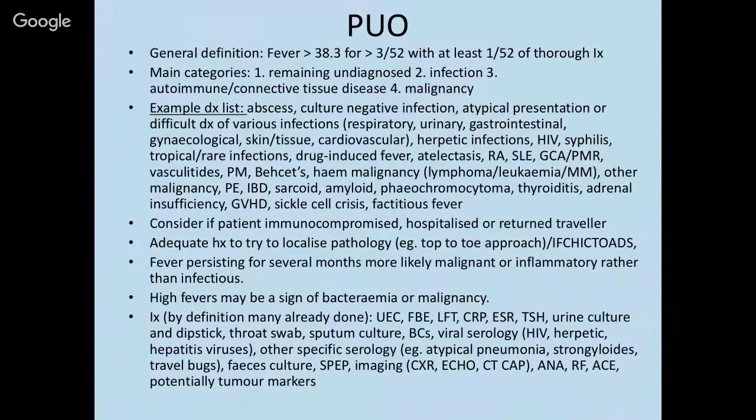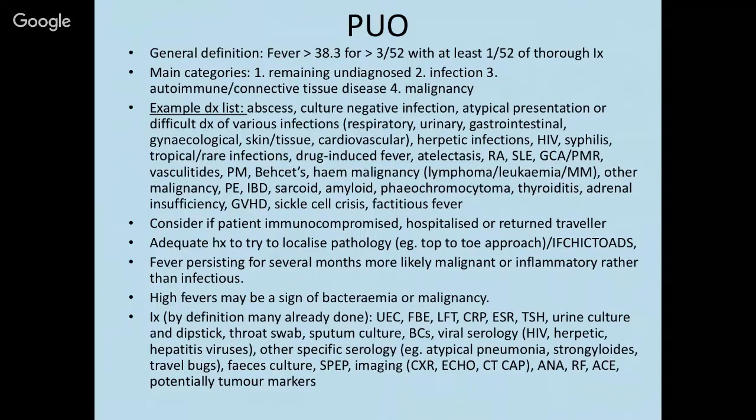PUO, pyrexia of unknown origin, is when you have a fever greater than 38.3 for greater than 3 weeks and you've done at least some thorough investigations. It does differ, but that's the general definition. It's not to be confused with fever with unknown focus. People often use PUO when they've got a fever and we don't know where it's coming from. They should use fever of unknown focus, because PUO has a specific definition.